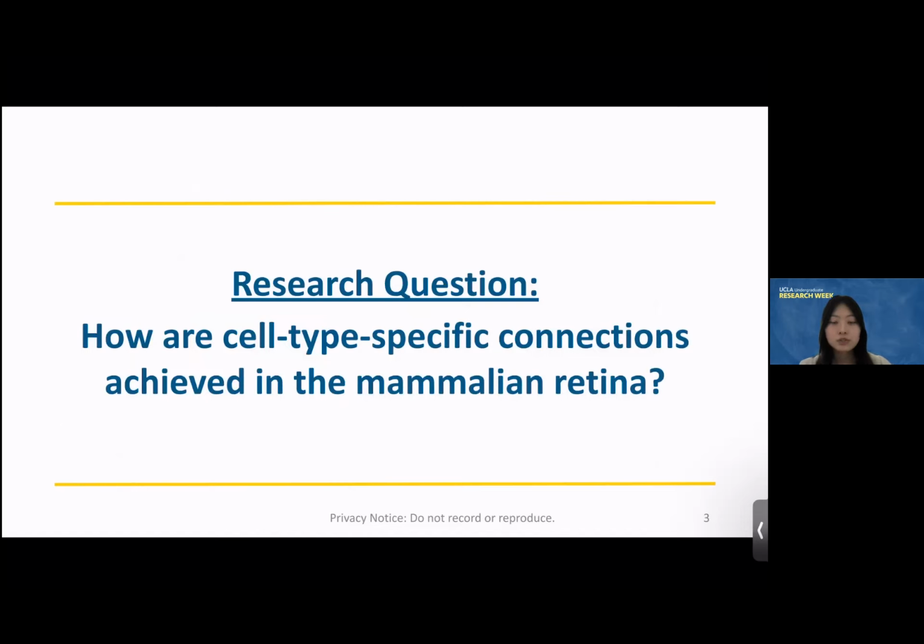From this knowledge, we developed the research question: how are cell type-specific connections achieved in the mammalian retina? Our goal is to determine differences in cell surface protein expression among retinal cell types at various developmental stages, and through this, we hope to better understand the dynamics of cell circuitry in the retina. Studying how these retinal circuits form and develop in early stages is important because it provides insight into how our vision works and the many different factors that play a role in regulating it.